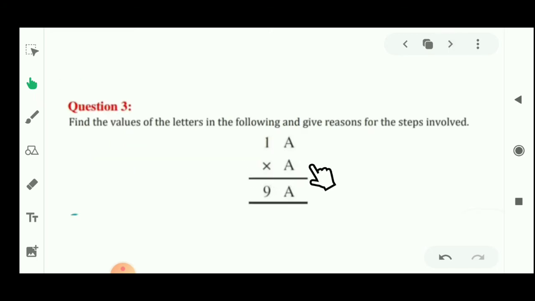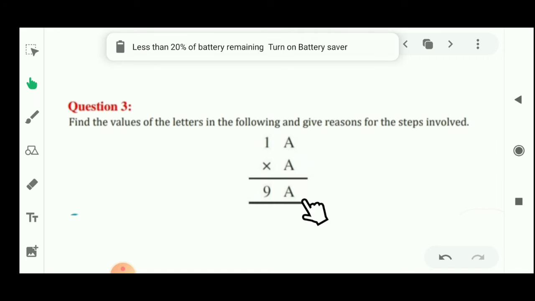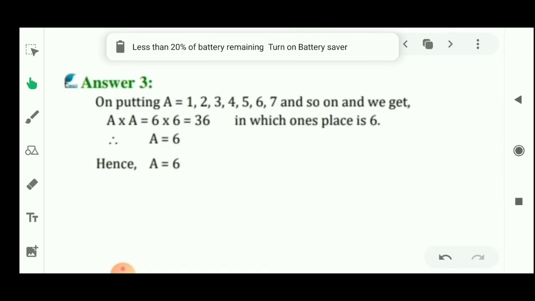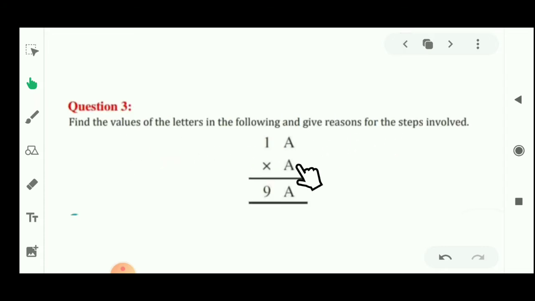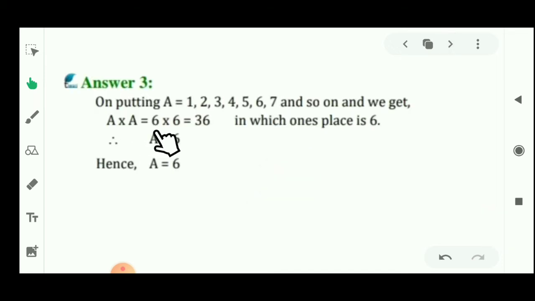In this question, you also have to find out the value of A here. Let's see the solution. On putting A equal to 1, 2, 3, 4 and so on, if we put the value of A as 6, let's see. If we put the value of 6 here, 6 times 6 is 36, and you can see all values are the same, and 6 plus 3 means the value is 9 here, so it is satisfied. So if we put A equal to 6, then we can get the solution of this question.